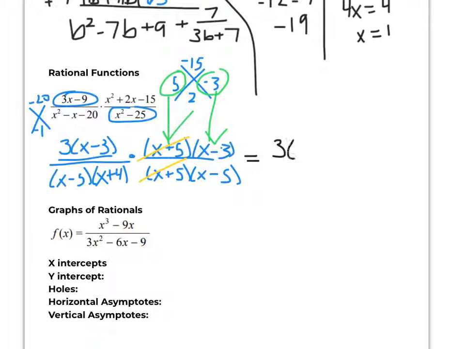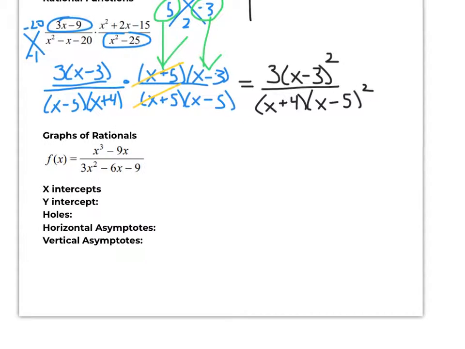Here we go. So I have 3 times x minus 3 times x minus 3. So I'm just going to say x minus 3 squared because I feel like being lazy. It's May. And then x plus 4 times x minus 5 squared. So not everything always reduces happily. Okay, it doesn't mean you did something wrong. It's just that's how life is sometimes.